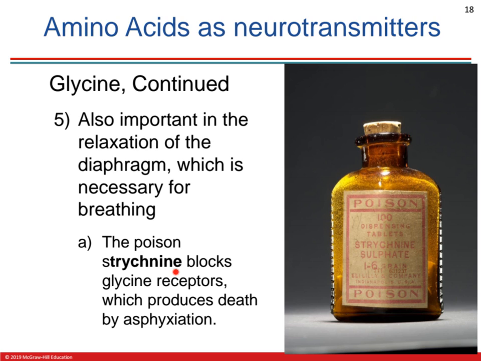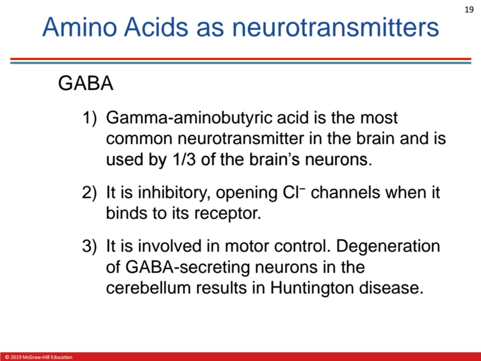And so this is why strychnine is used as, for example, a poison for mice and rats. It kills them by asphyxiation. And it also is very effective at killing people, so it's ended up being used in lots of murder mystery type books. Okay, so glycine is extremely important in the central nervous system as well as in the peripheral nervous system.